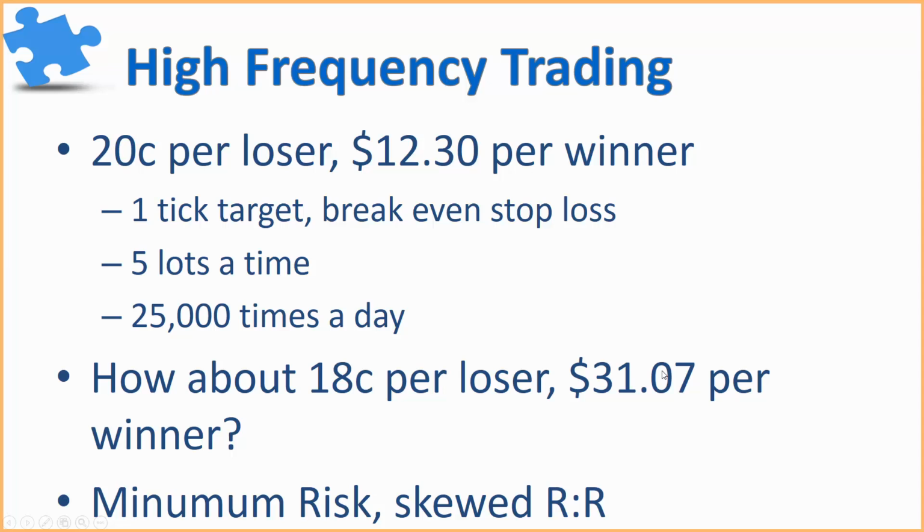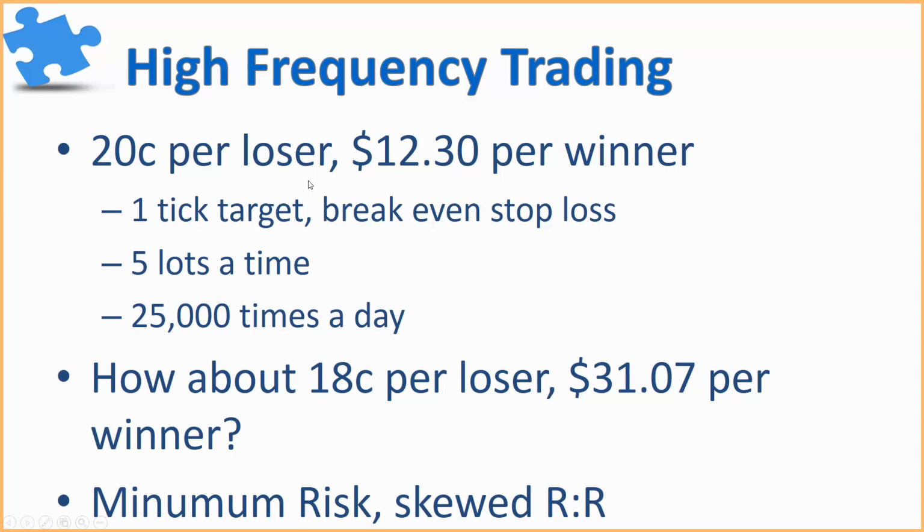But anyway, let's stick to futures markets because it's what we all know, and consider the following strategy where your losing trades cost you 20 cents and your winners get you $12.30. You've got a 1-tick target and a break-even stop loss. You trade 5 lots at a time and you do this 25,000 times a day. You've got little or no directional bias. All you care about is getting filled at the bid and then either scratching the trade at break even or getting filled at the offer for a 1-tick profit.